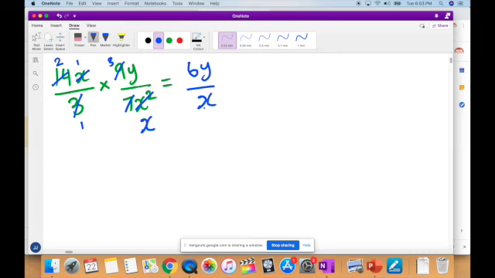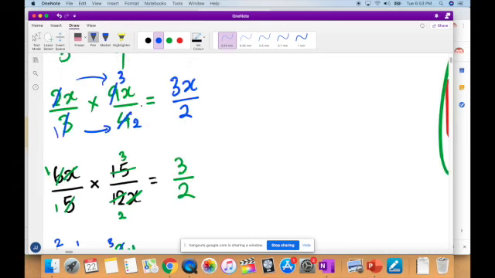Caitlin, how do you feel about that one? Okay. You understand that? Do you understand how this x cancels with this x squared? And I have an x remaining? Alright. Pretty good.